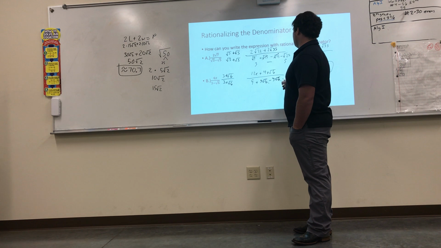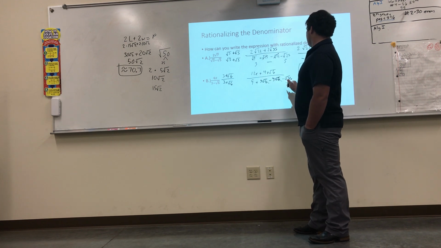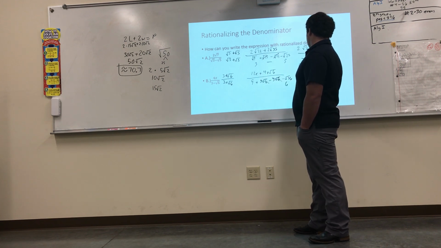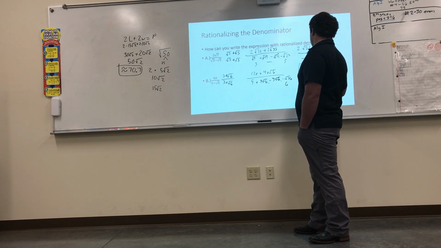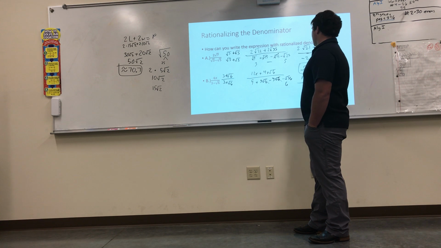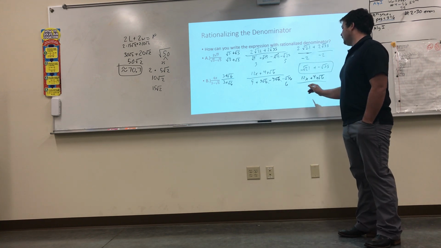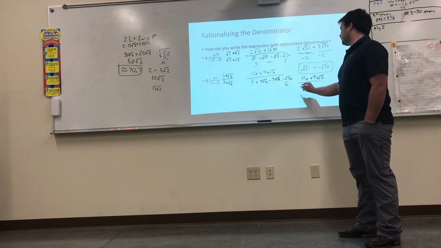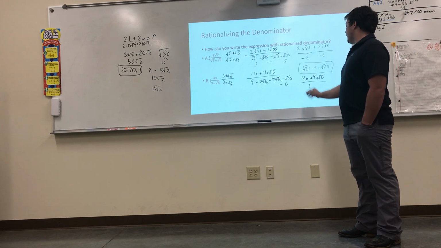Alright, this is going to cancel. This is going to get me 6. So we're going to end up with 12x plus 4x square root 6 over 3. That would be our final answer.